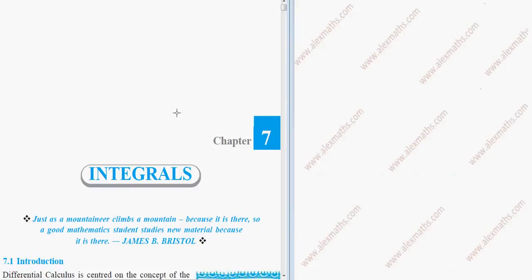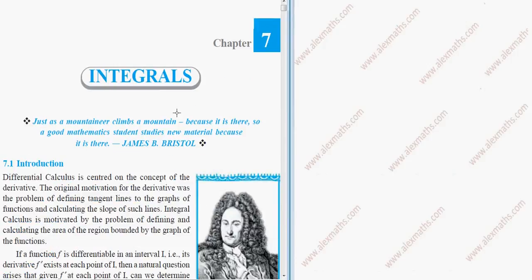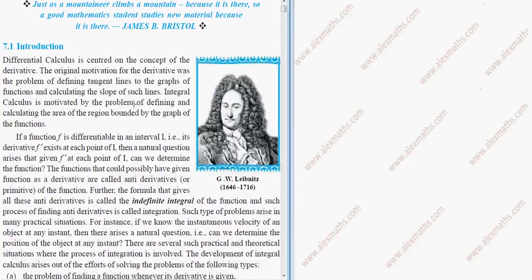Many students feel integral calculus is very difficult, but actually it is not true. If you learn the concept systematically one after the other, then you can easily do all the problems. Now we will discuss what the types of integration are.